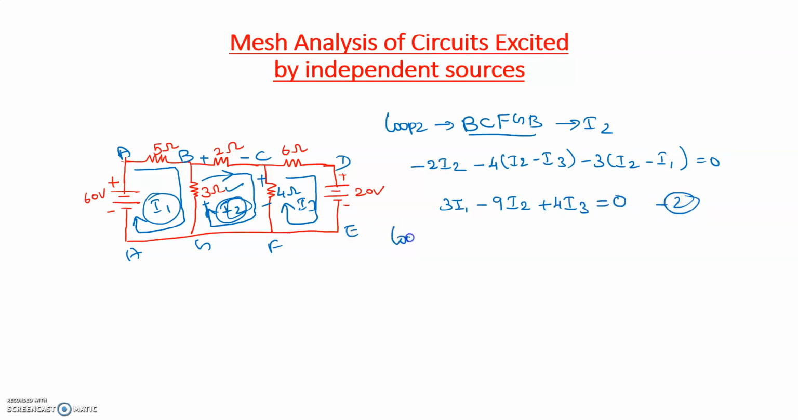Then considering the third loop, loop 3, that is C, D, E, F, C. With respect to the third loop, the main current is the I3 current. So I am starting from here. The I3 current is entering here and leaving at the minus terminal, so that is a fall in potential, which can be written as minus 6 I3.